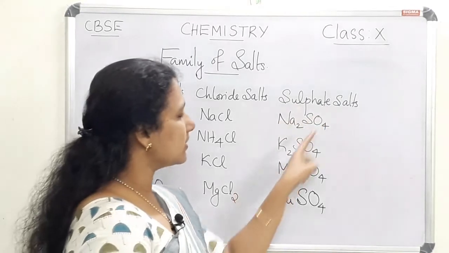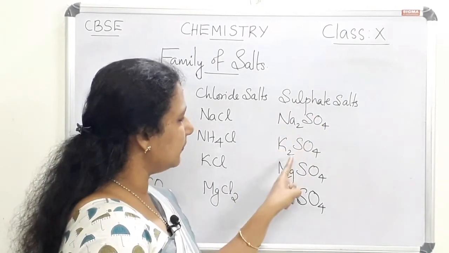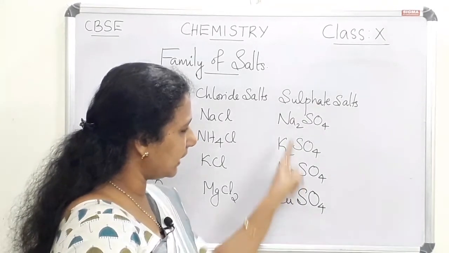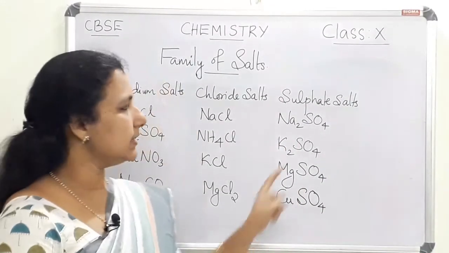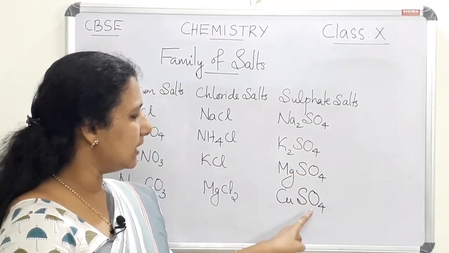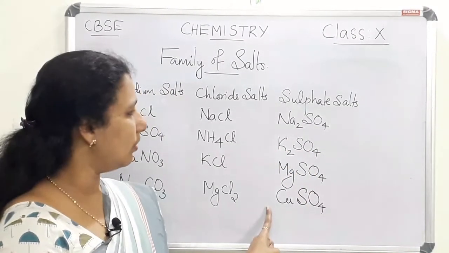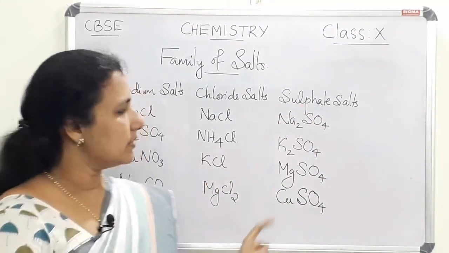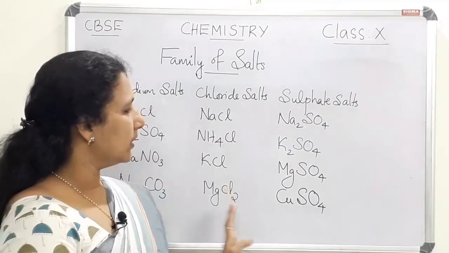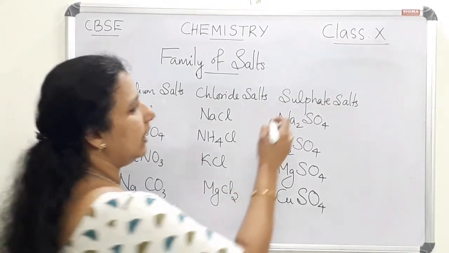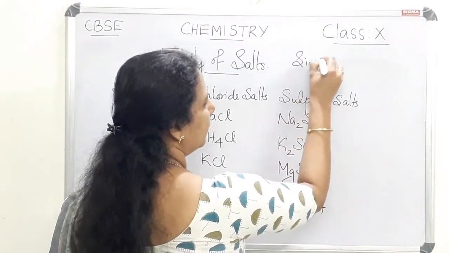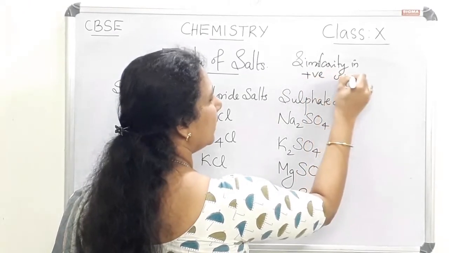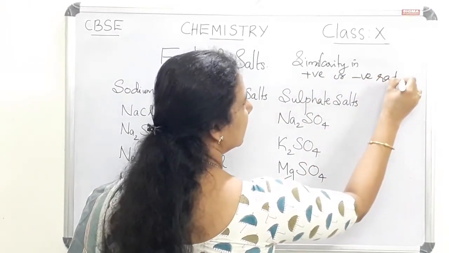Here are the sulfate salts: sodium sulfate, potassium sulfate, magnesium sulfate and copper sulfate. In all these cases we can check the similarity. The negative part, the sulfate part, is the same for all the salts, and so these salts come under sulfate salts. In order to find the family of a salt, we have to check the similarity in the positive or negative radical present in the salt.